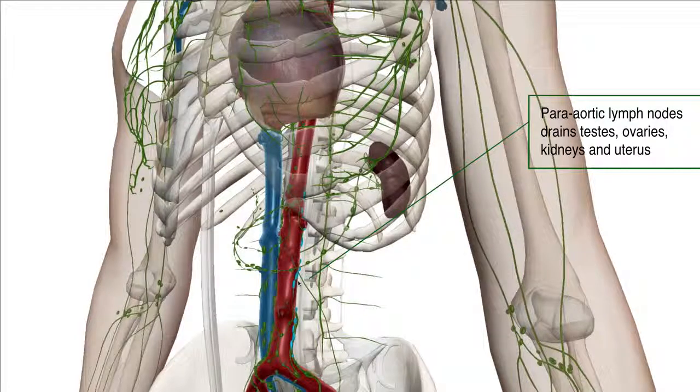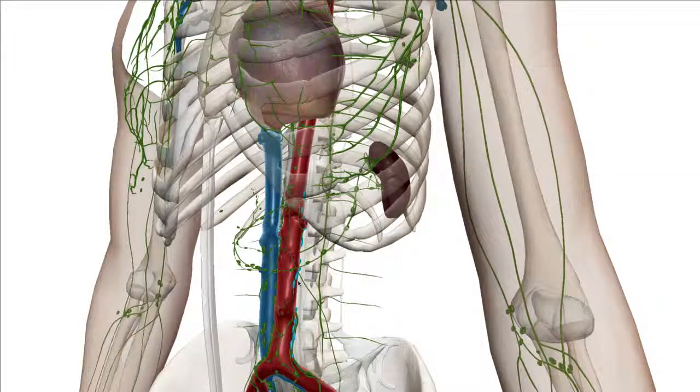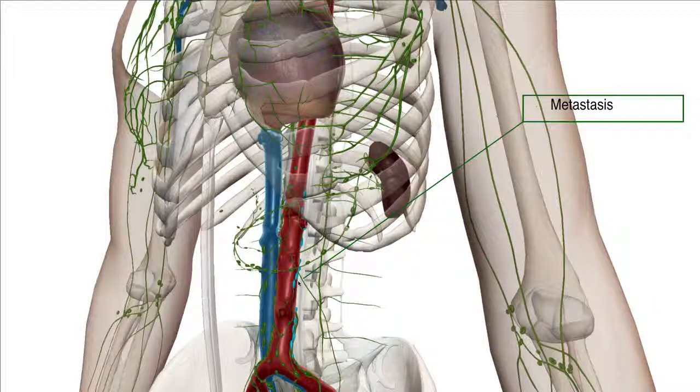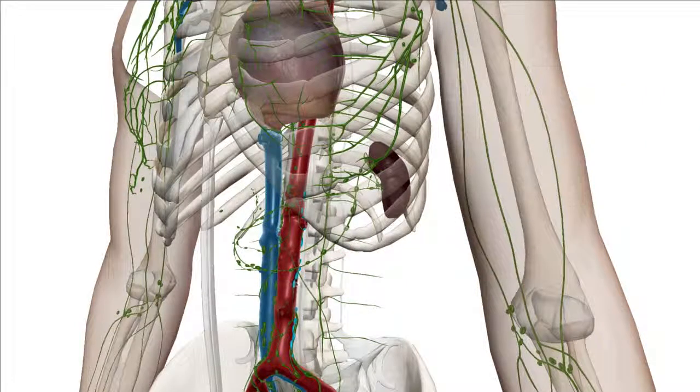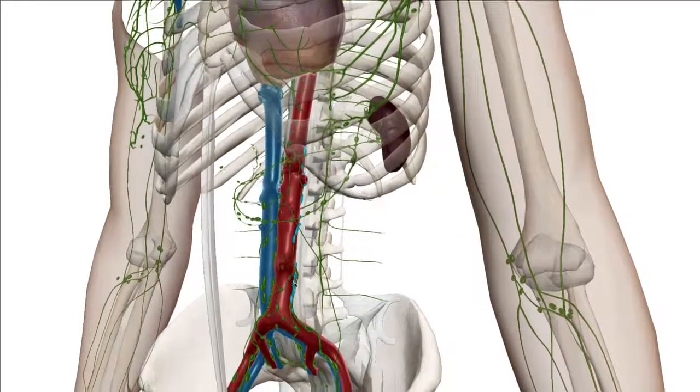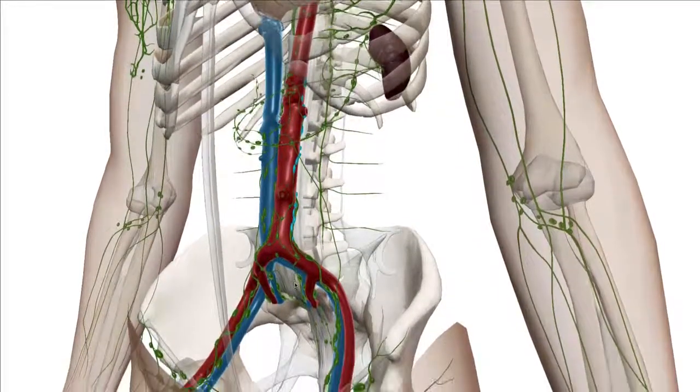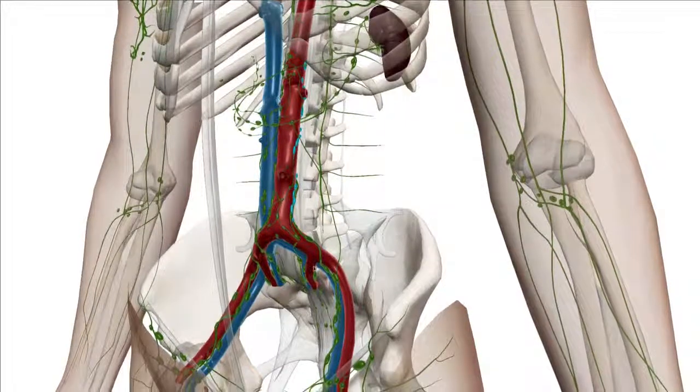So the only time you're going to notice a patient that has a lymphadenopathy or pathology associated with this lymph node is if they have metastasis, right? A patient with testicular cancer, right? A patient with ovarian cancer, renal cell carcinoma, or uterine cancer will always have pathologies associated with lymphadenopathy around these para-aortic lymph nodes. Also, the next one is the internal iliac lymph nodes, right?